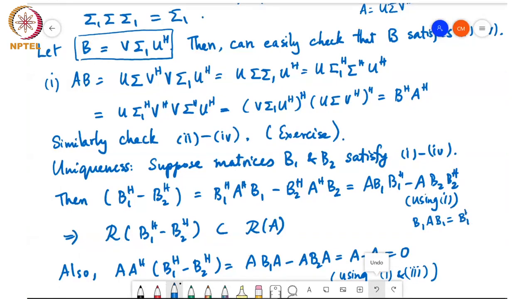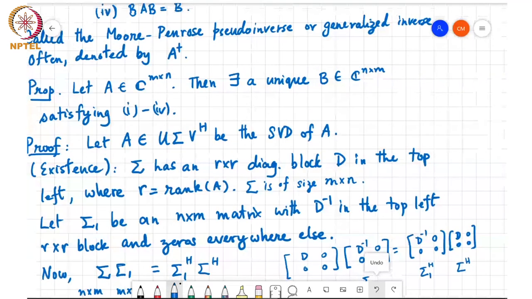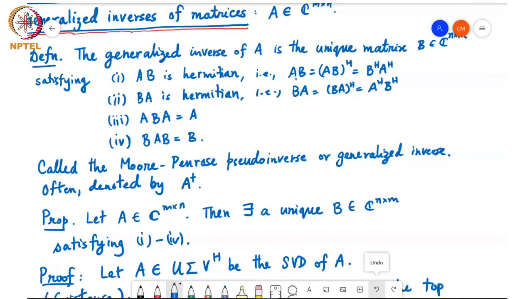So for example, we know that if I take the Hermitian, okay, so B1 Hermitian is the same as B1 A B1 Hermitian. So B1 Hermitian is B1 A Hermitian B1 Hermitian. So B1 Hermitian A B1 Hermitian minus B2 Hermitian A B2 Hermitian. So that is the difference between B1 Hermitian and B2 Hermitian. But by property 1, AB is equal to B Hermitian A Hermitian.